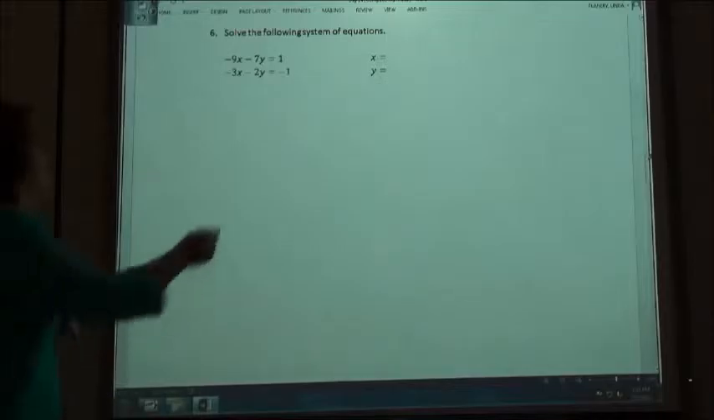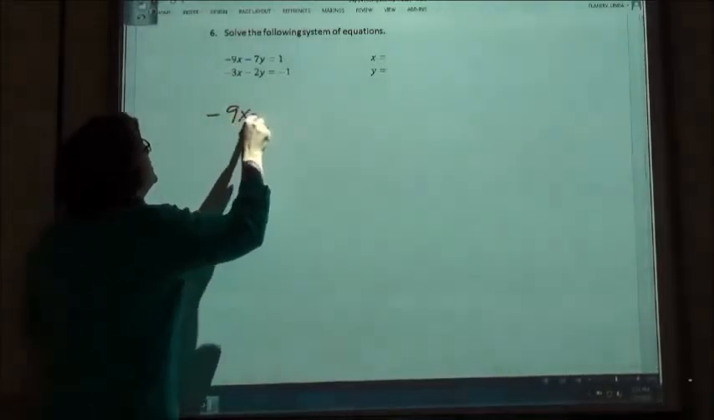So looking at number 6, if I look at getting rid of the x's or getting rid of the y's, what would you rather do? We'll do the x. So if I'm thinking about my least common multiple of 9 and 3, it'd be 9. That means I don't need to take the top times anything because it's already negative 9.